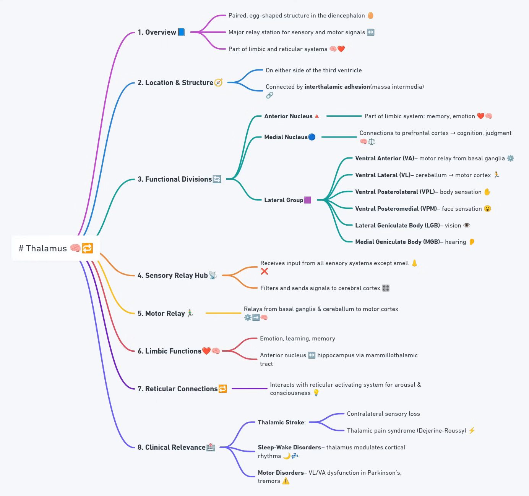Understanding the thalamus's nuclei, connections, and modulatory roles reveals how this compact structure orchestrates perception, movement, emotion, and cognition, truly the central switchboard of the brain.